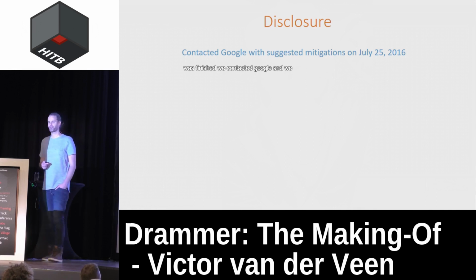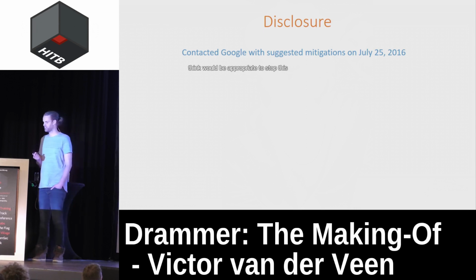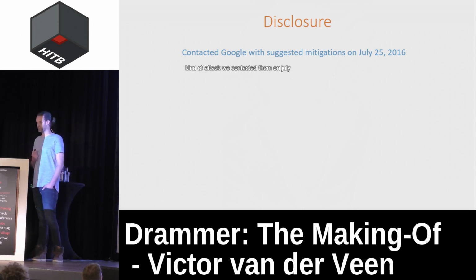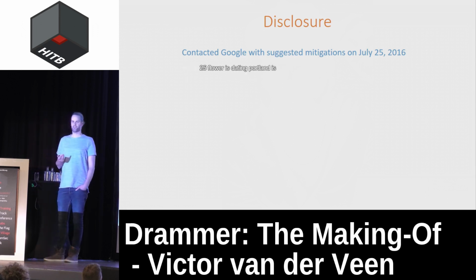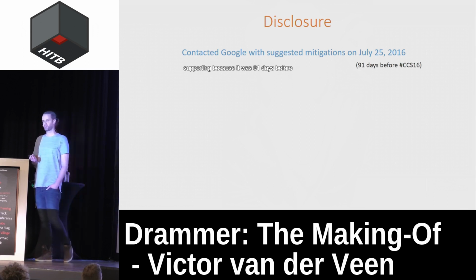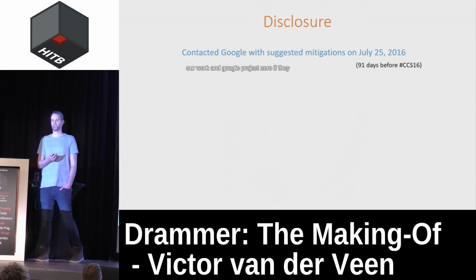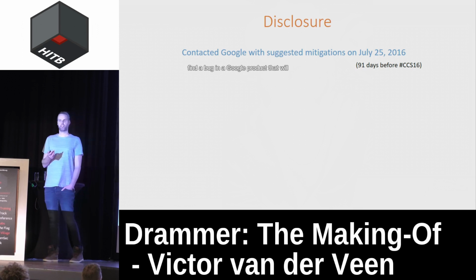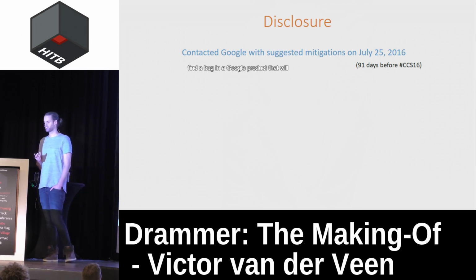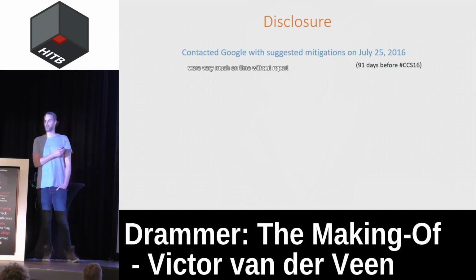Anyway, after the POC was finished, we contacted Google and we sent them a list of mitigations that we think would be appropriate to stop this kind of attack. We contacted them on July 25. Now, why is this date important? It's important because it was 91 days before CCS, before we would actually present our work. And Google Project Zero, if they find a bug in a Google product, they will give Google 90 days to fix it. So we were very much on time with our report.